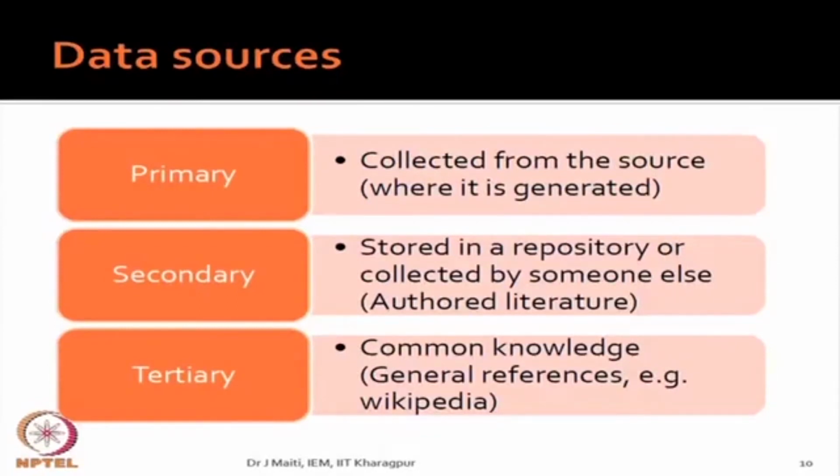Then there is tertiary data, which is basically common knowledge, for example, the many things you will find in Wikipedia. In terms of modeling, when you start with a subject area and your knowledge is not that clear, you start with tertiary sources, then slowly go to secondary sources, and finally, when you do the actual work, you go for primary data sources.